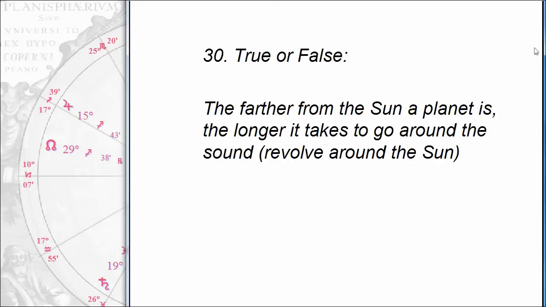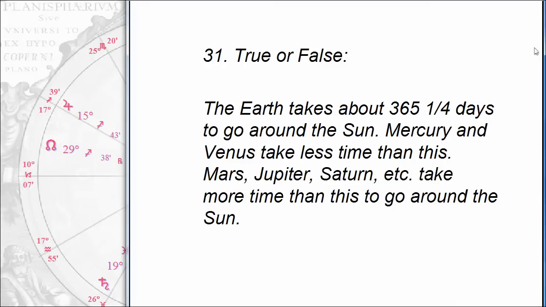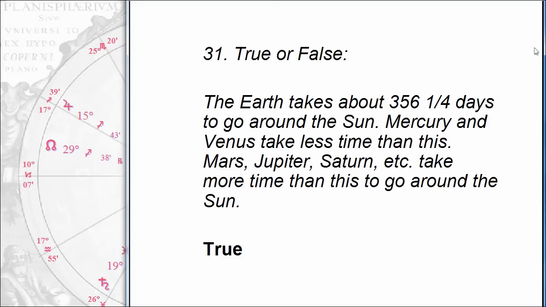Okay, next question. The farther from the sun a planet is, the longer it takes to revolve around the sun. Is that true? You should know the answer to this. Yeah, that's true. Next question, very simple. The Earth takes about 365.25 days to revolve around the sun. Mercury and Venus take less time than this, and the planets Mars, Jupiter, Saturn, etc. take more time than the Earth takes to revolve around the sun. Is that true? Yes, it's true. That's basically what I just said. Planets closer to the sun are revolving faster around the sun.